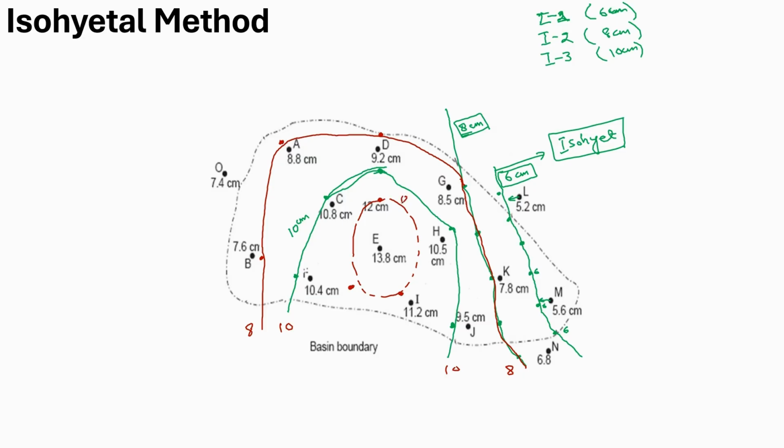So this is a 12 centimeter isohyet. In the same way, we can draw different isohyets for the different precipitation ranges. So here we can get different precipitation lines. Those are known as isohyets. So here we have drawn a total of 1, 2, 3, and 4 isohyets, with 6 centimeter, 8 centimeter, 10 centimeter, and 12 centimeter of precipitation.